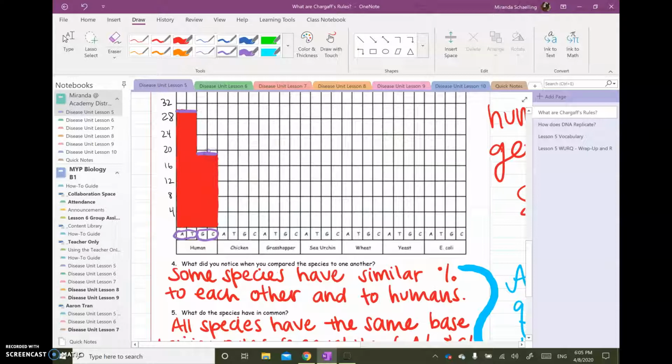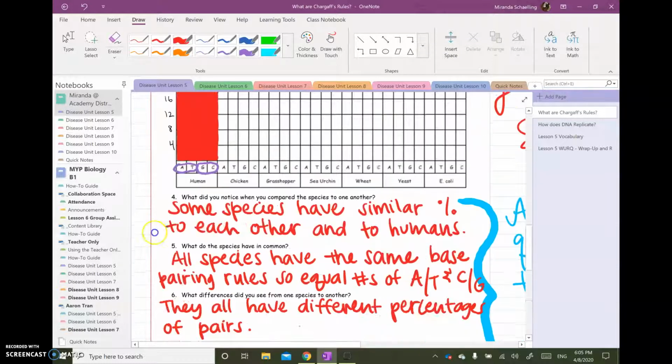Now, sometimes it might be flipped. Maybe there are more C's and G's and fewer A's and T's depending upon the species, but in general, you're going to see the same pattern over and over again.